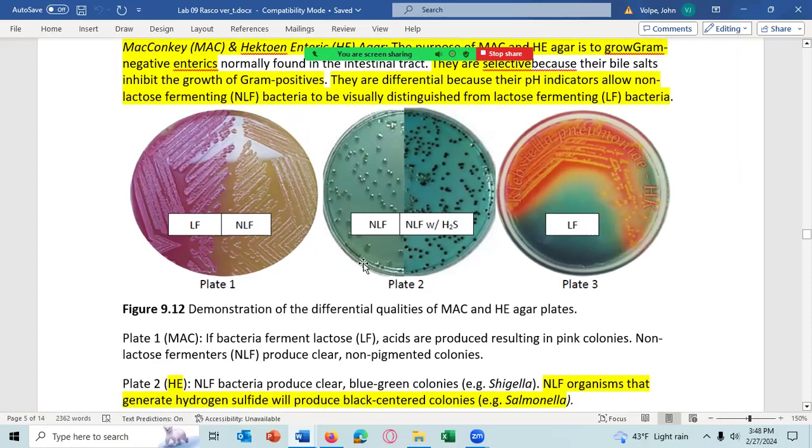Would you ever want to run both of them together? Maybe you might want to run HE to look at the hydrogen sulfide being produced, and then you run the MacConkey's more to look at the fermentation of the sugar lactose. And then you don't even need to look for the color orange on this plate because you got it on this plate. So the sugar is being fermented or not fermented from MacConkey's.